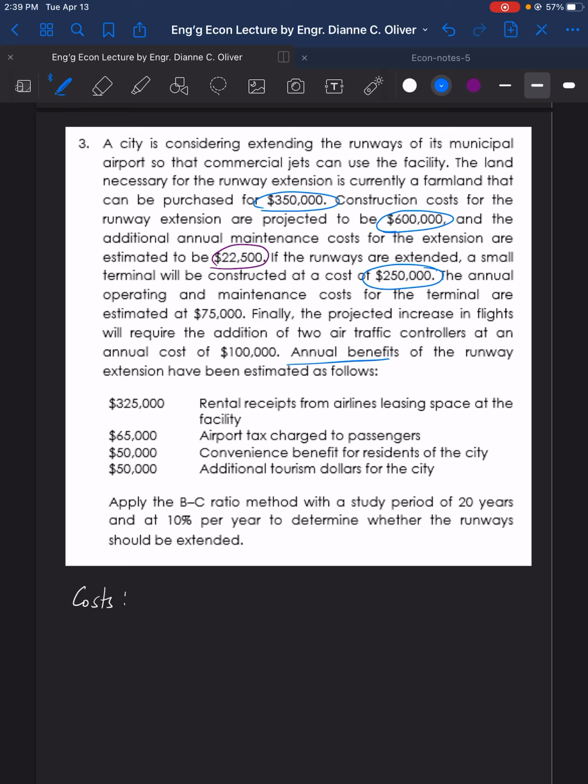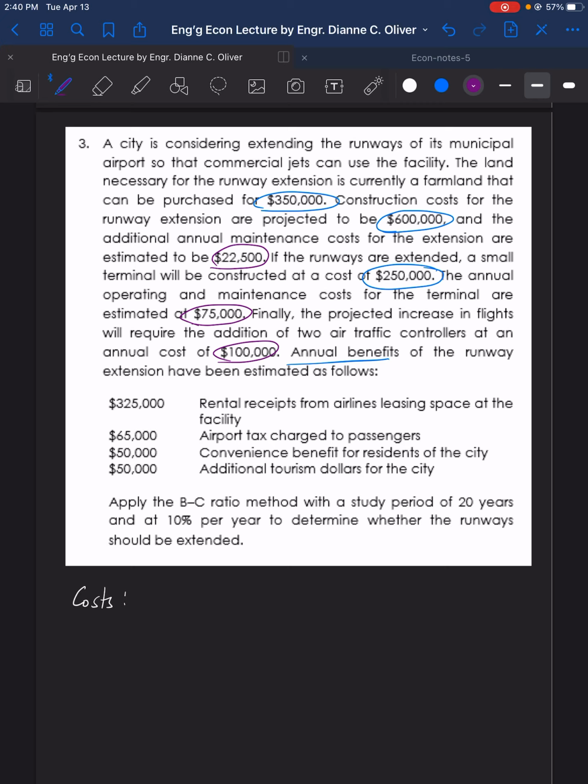How about, so we have here, for the terminal, there is the annual operating and maintenance cost. So that is in violet. Finally, the projected increase in flights will require the addition of 2 aircraft controllers. So annual cost of $100,000. So all of that is categorized as cost. But there's two. There's the present worth and the annual cost.